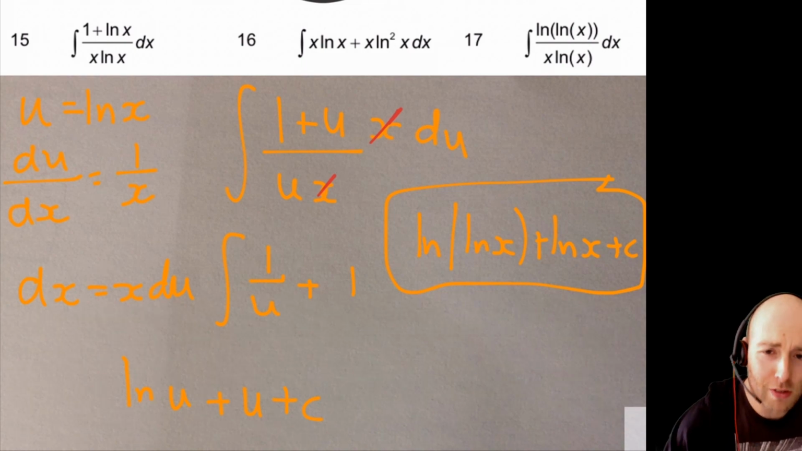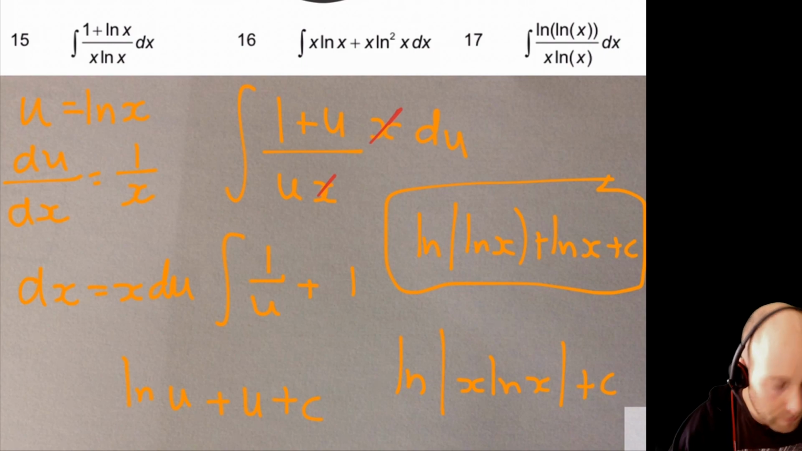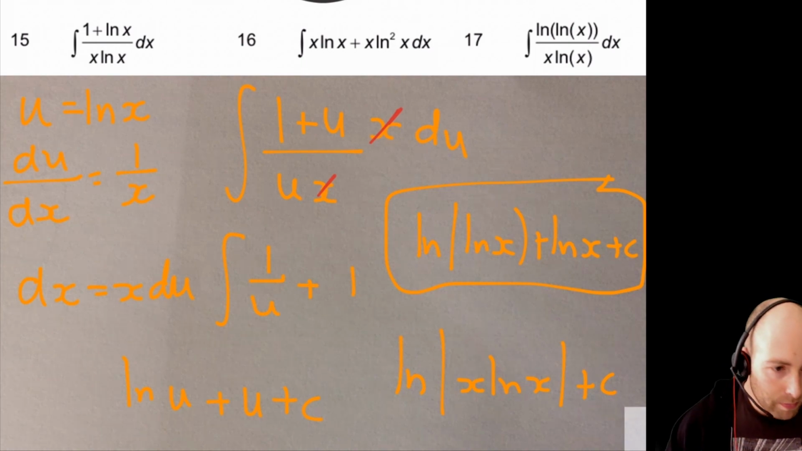If we wanted, we could use log rules and make it ln of x ln x plus c, but you can do that if you like. Cool. So that's the first one.